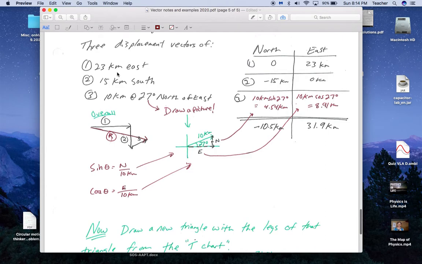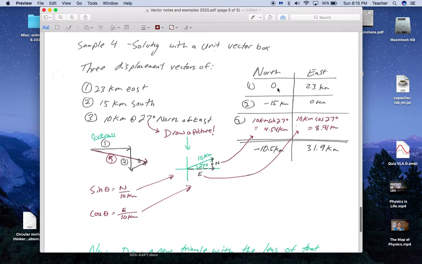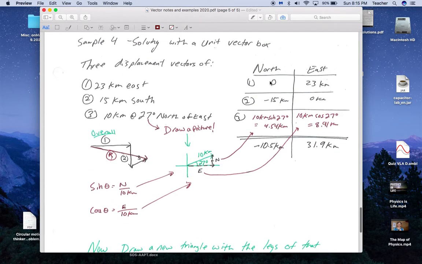So now, when I do this, if I look at the first vector, and I put it in this unit vector box, none of it's going north. So that's easy, that's a 0. 23 kilometers is going east. I don't need to do any trigonometry, I can just look at that number. With this one, I've got 15 kilometers going south, but my unit vector box says north, so I'm going to put that as a negative 15 kilometers. And 0 kilometers is going east.